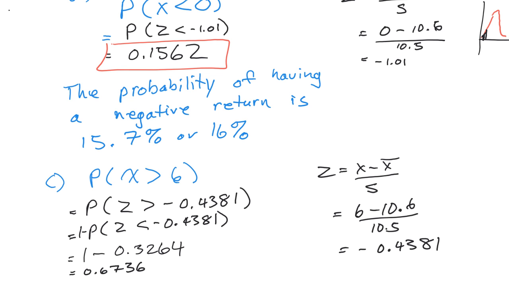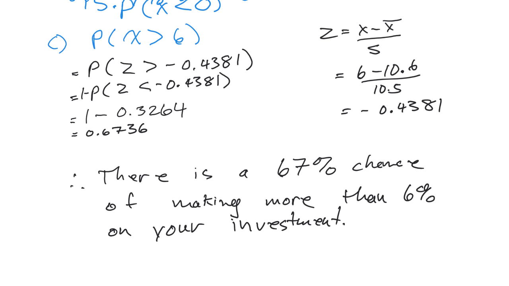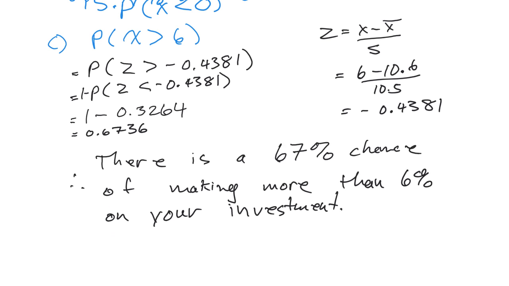So what this tells us is the following. Therefore, there's a 67% chance of making more than 6% on your investment. All right, so now let's talk about the assumptions that are made.